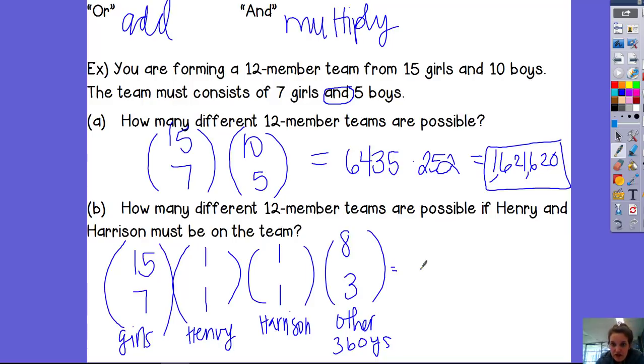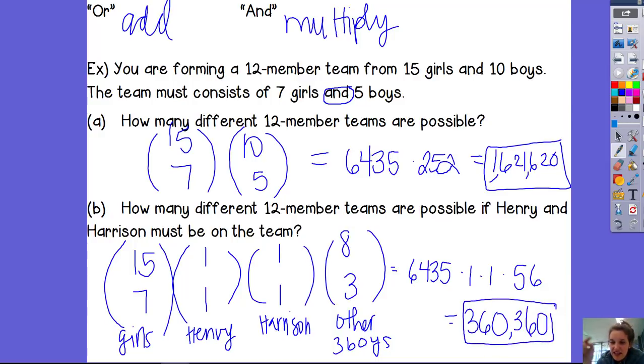So 15 choose 7 is still 6,435. 1 choose 1 is 1. There's only 1 way to choose Henry. 1 choose 1 for Harrison. There's only 1 way to choose Harrison. And then 8 choose 3 is 56. So when I multiply, I'll get 360,360. So there's 360,360 ways to choose my team if Henry and Harrison must be on that team.